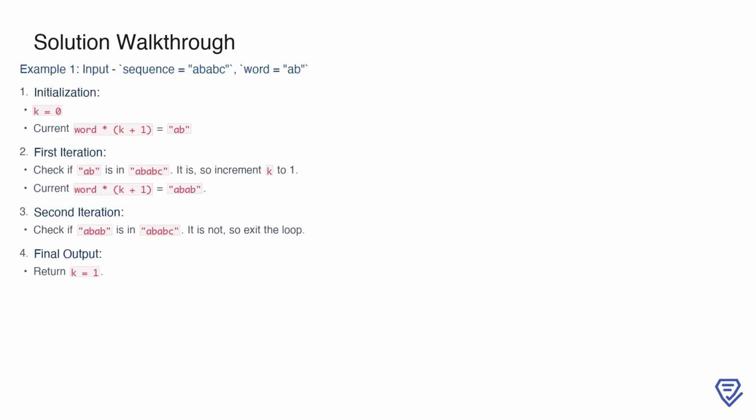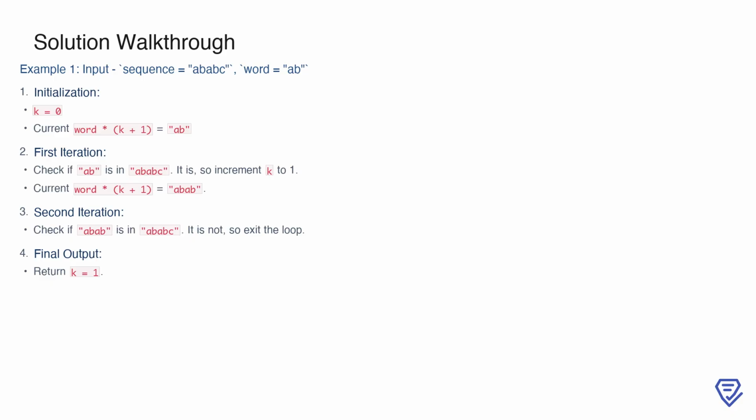To solve this problem, we start by analyzing the first example where the input sequence is "babab" and the word is "ab". Initially, we set k to 0, which represents the count of how many times the word can repeat consecutively in the sequence. We then calculate the first repetition of the word, which is simply word * (k+1), giving us "ab". Next, we check if this result, "ab", exists in the sequence. Since it does, we increment k by 1.